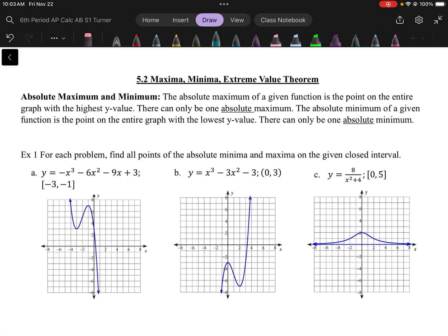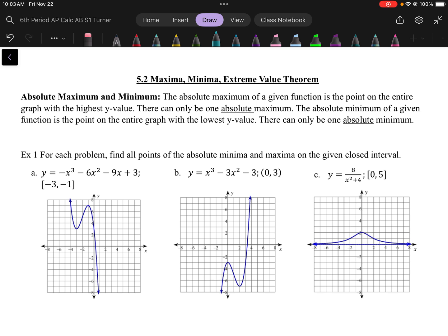Today we're going to be talking about maxima, minima, and the extreme value theorem. So the absolute maximum and the minimum of a given function is the point on the entire graph with the highest y value. There can only be one absolute maximum within that range, and the absolute minimum of a given function is the point on the entire graph with the lowest y value. Again, only one absolute minimum.